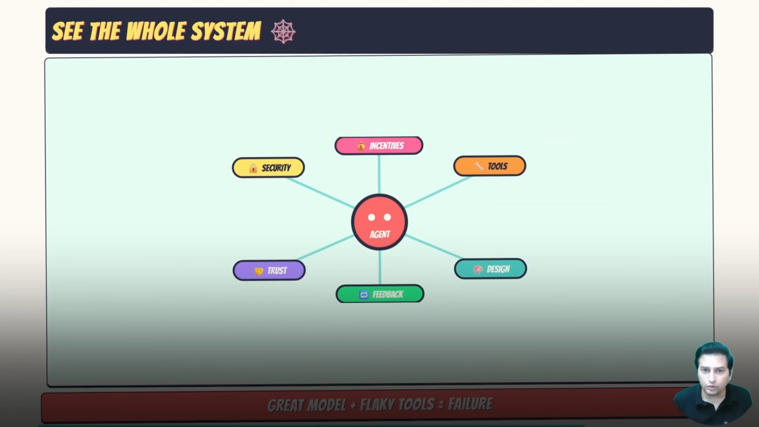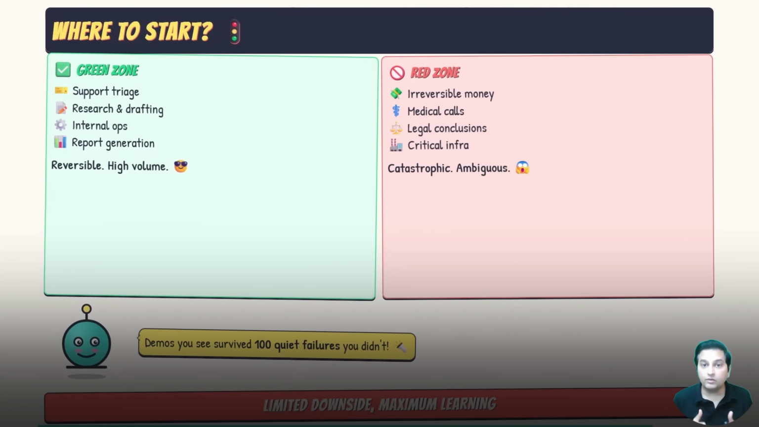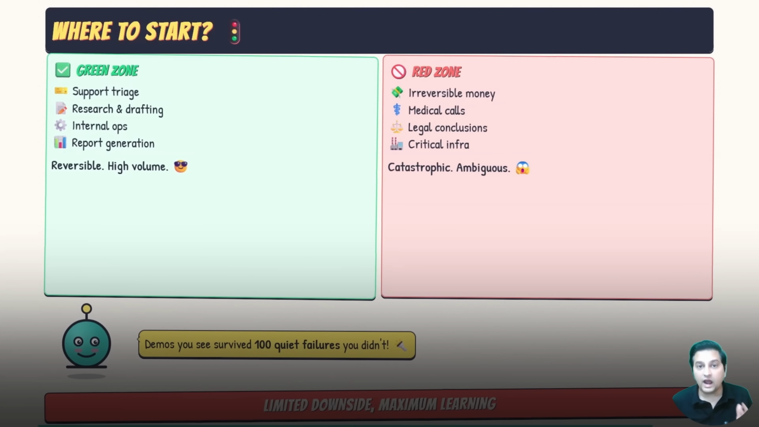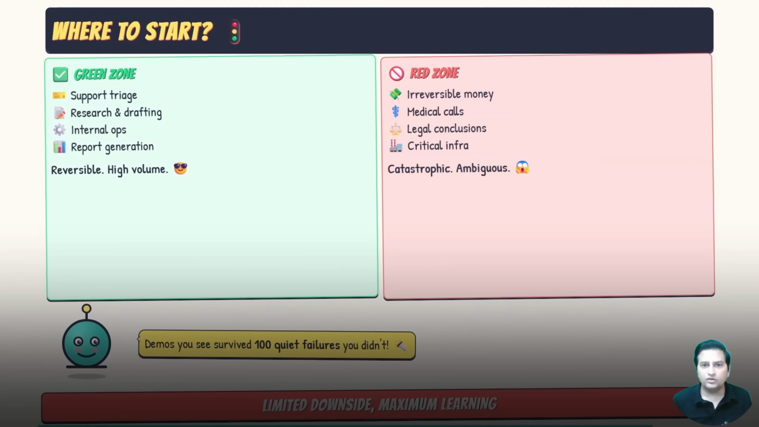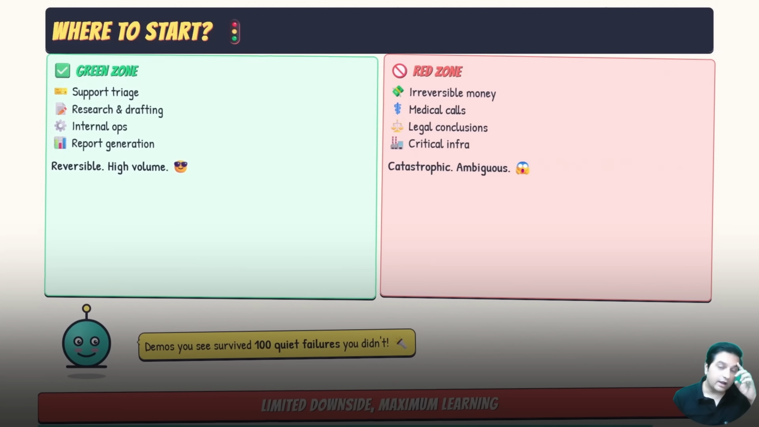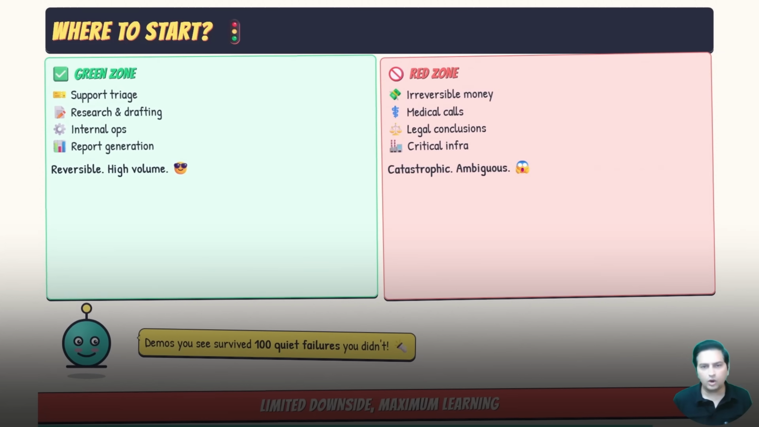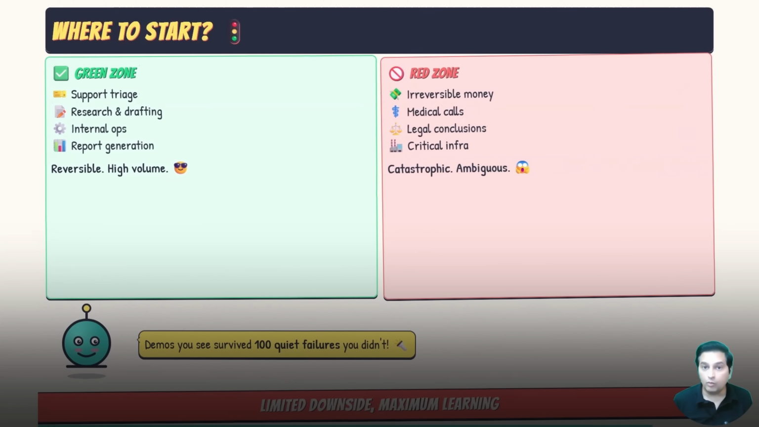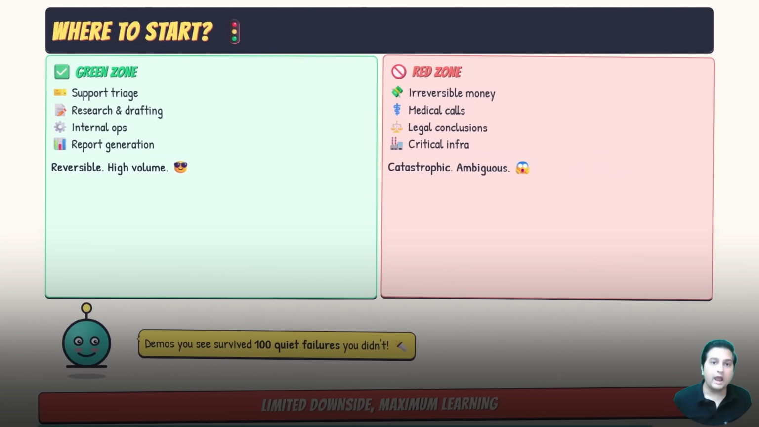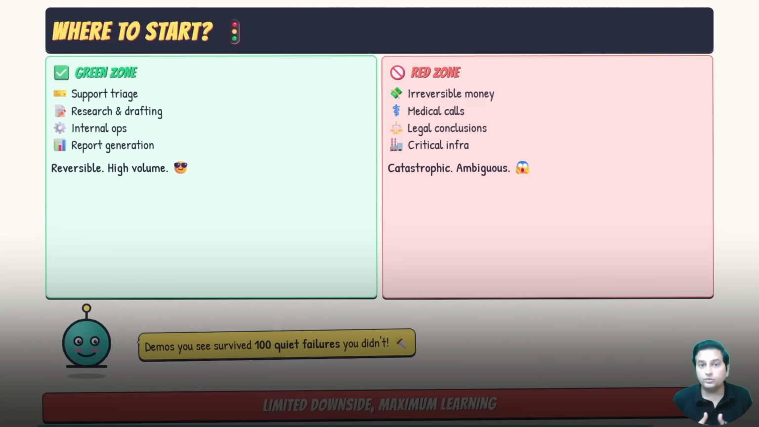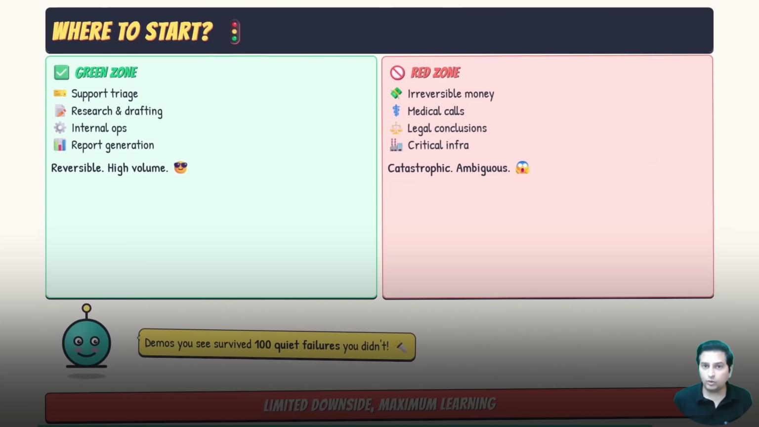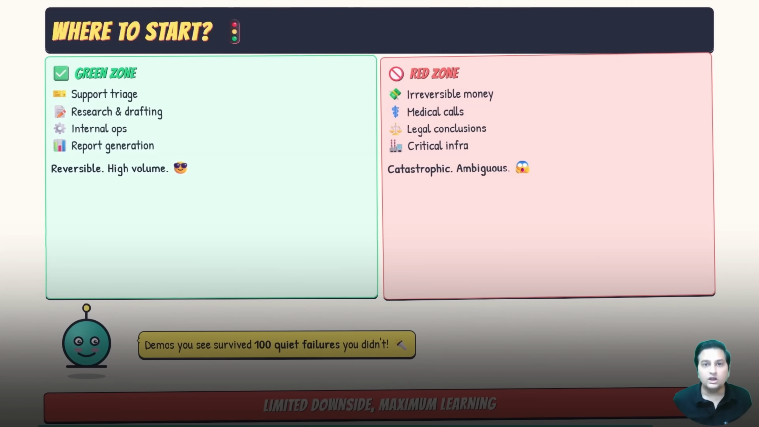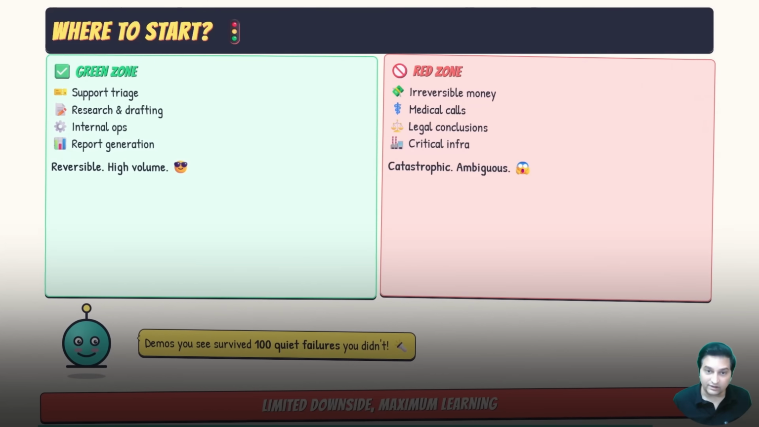So, where should you actually use it? Simple rule. Start where benefits are high, tasks repeat, and mistakes are cheap to undo. Structured, high volume, reversible stuff. Support triage, drafting, research, internal ops, not irreversible high stakes territory like medical calls or moving real money unsupervised. And watch out for the spotlight trap. The glamorous demos you see survived 100 quiet failures you didn't. Judge the whole picture, not the highlight reels.